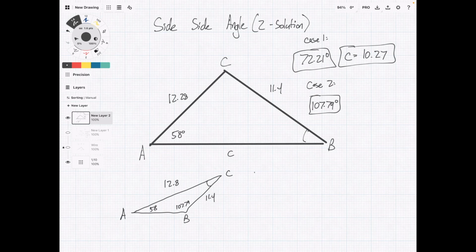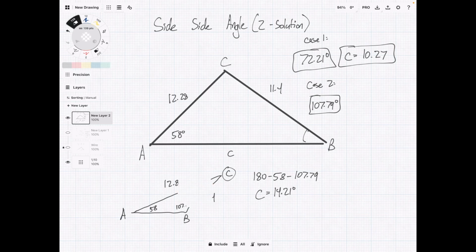All right, so step 1 again is to find C, this one, by subtracting the stuff that we know. C equals 14.21 degrees, which looks appropriate for this triangle. So this angle is very acute, so 14.21 seems like it makes sense.